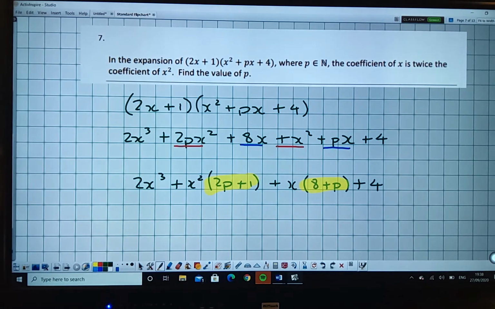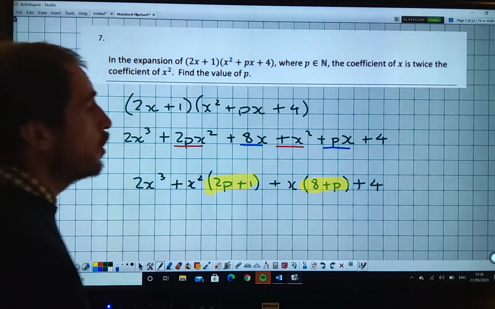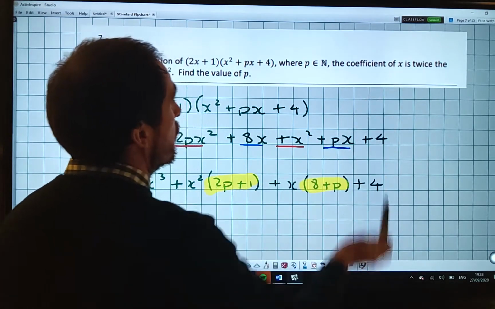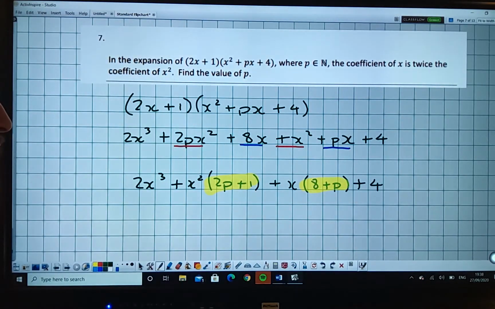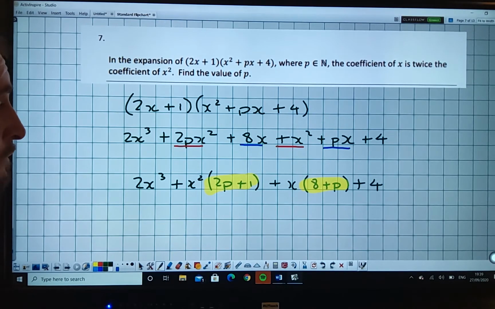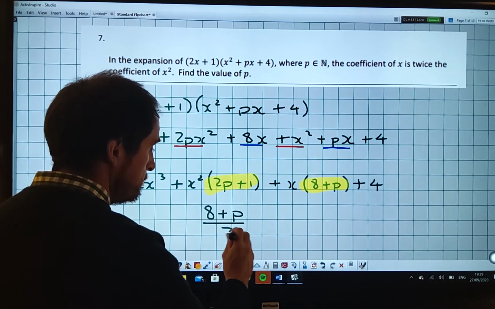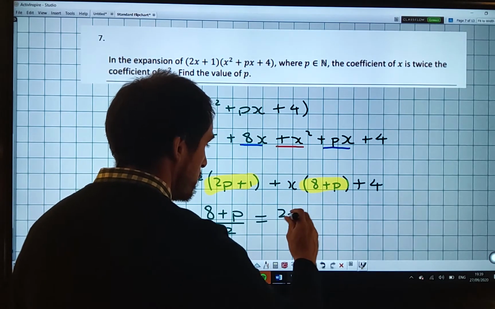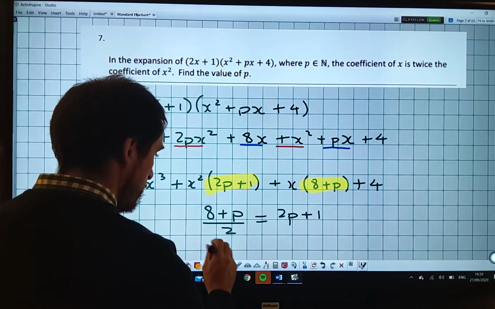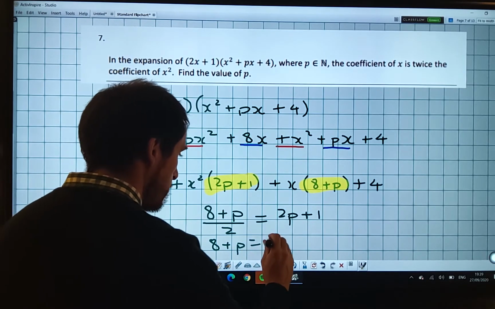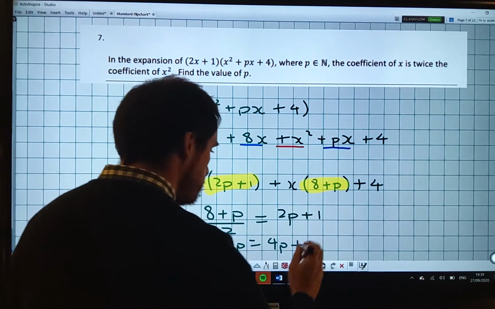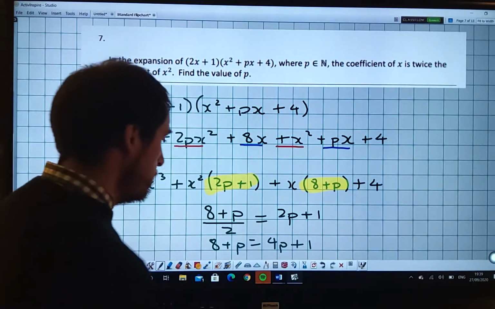So I can now set up an equation because it tells me the coefficient of x is twice the coefficient of x squared. So if I said to you the coefficient of x was 4, then the coefficient of x squared is going to be 2. So basically, I can create the equation 8 plus p divided by 2 is equal to 2p plus 1. 8 plus p is equal to 4p plus 2.